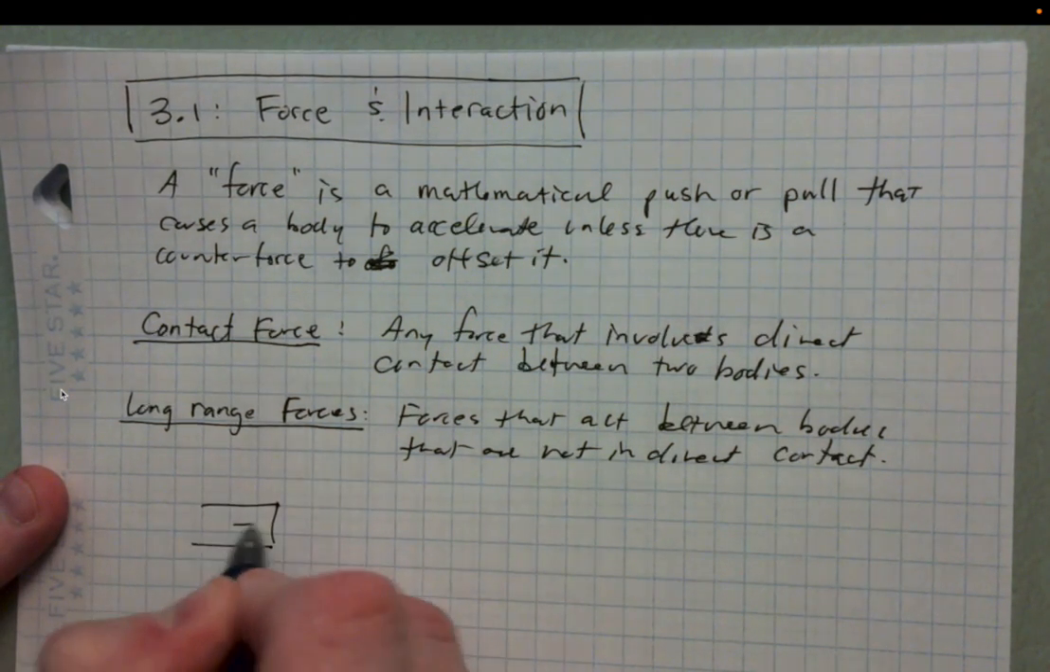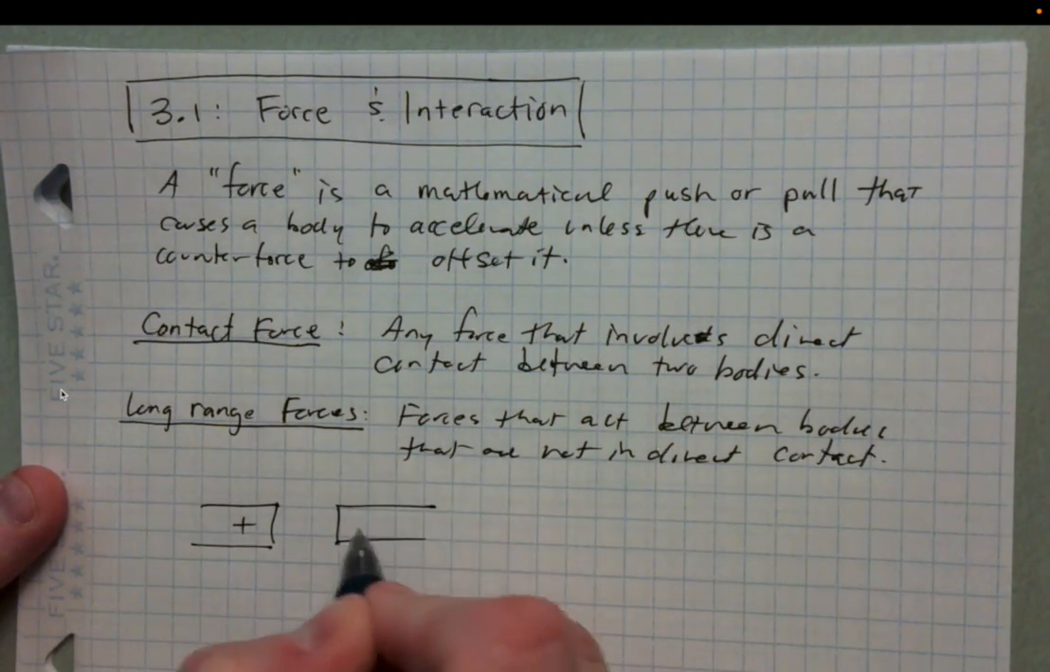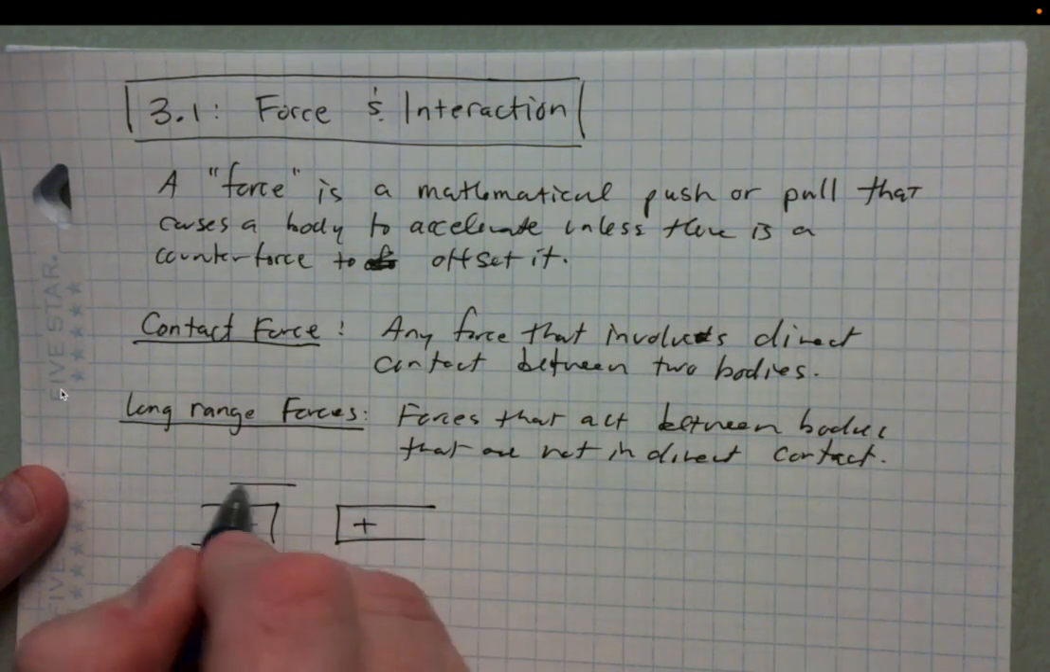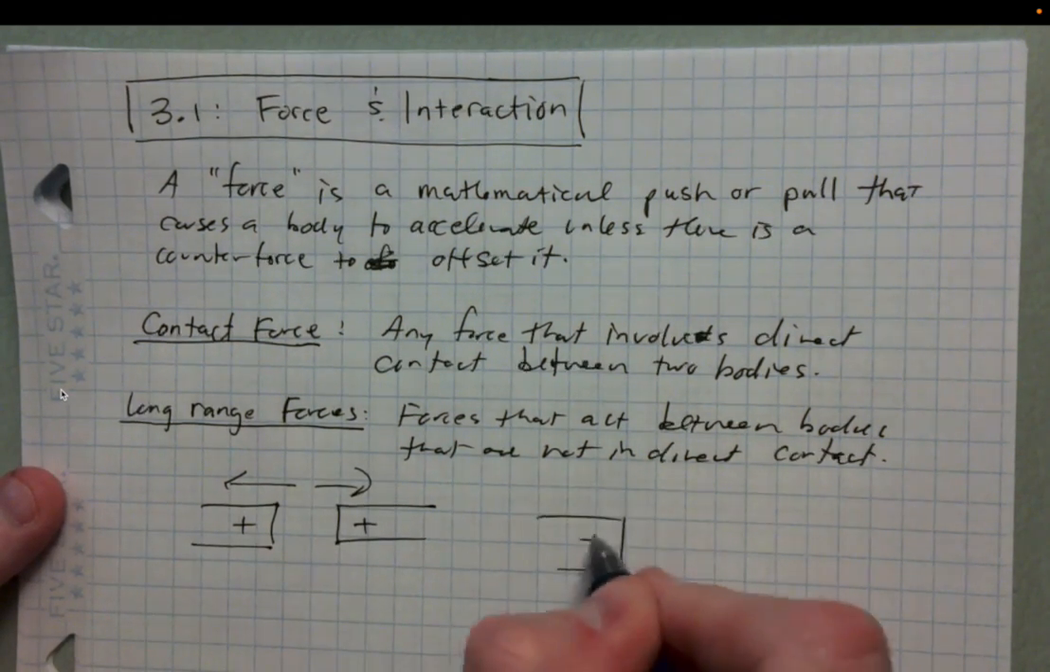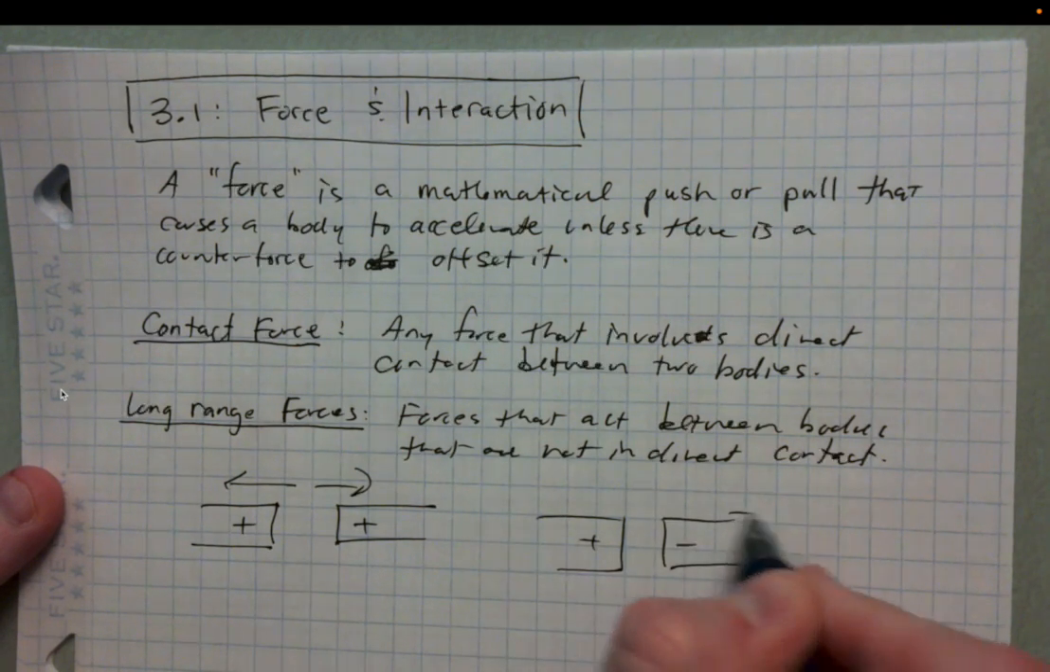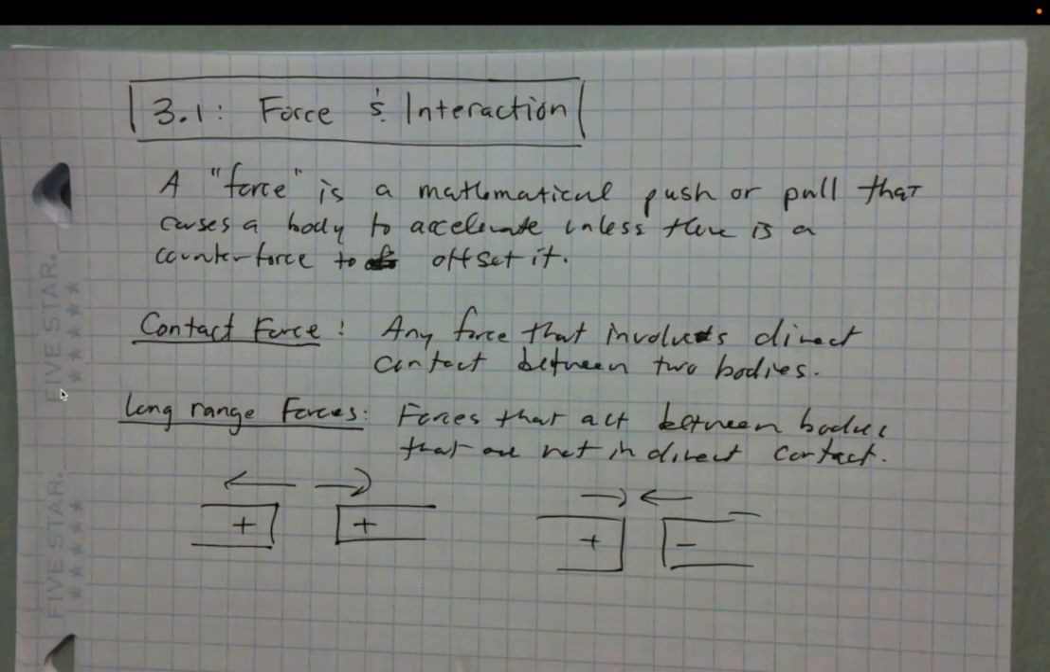So if I have a positive and a positive magnet, then they push against each other, whereas if I have a positive and a negative, they tend to want to pull together. They'll snap together. The force begins well before they're in contact. That's the key. They're long-range forces.